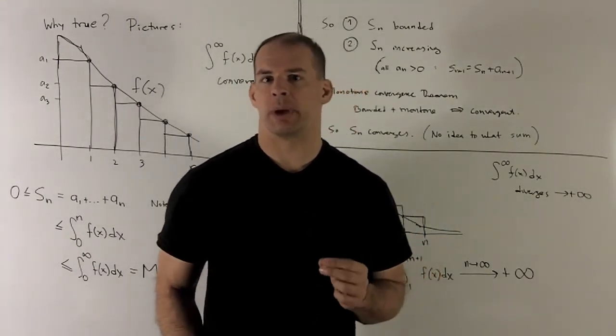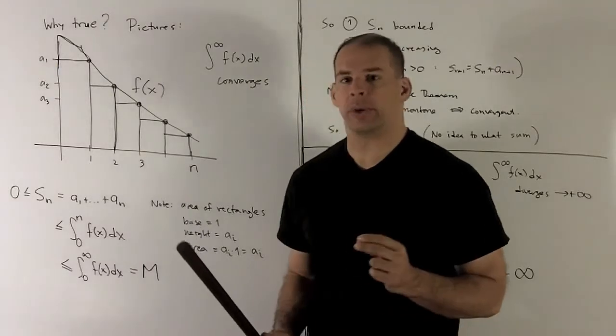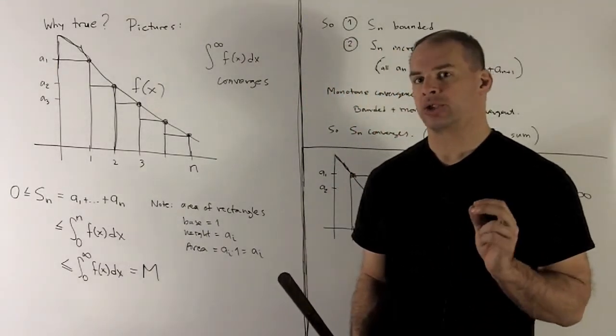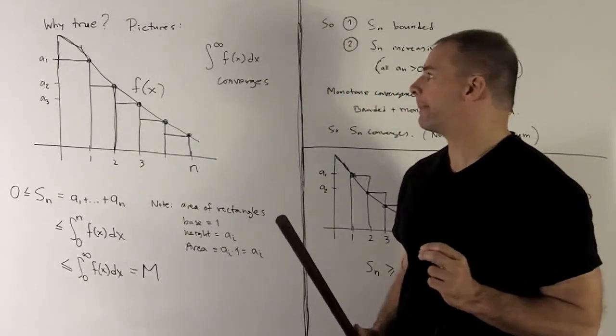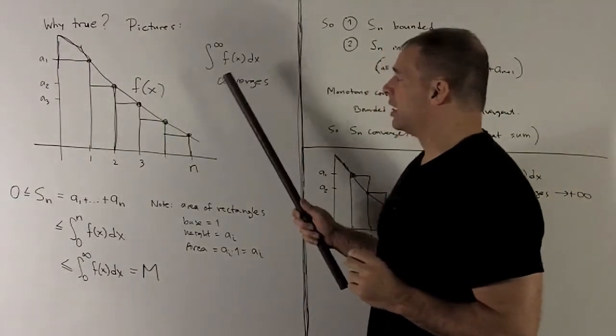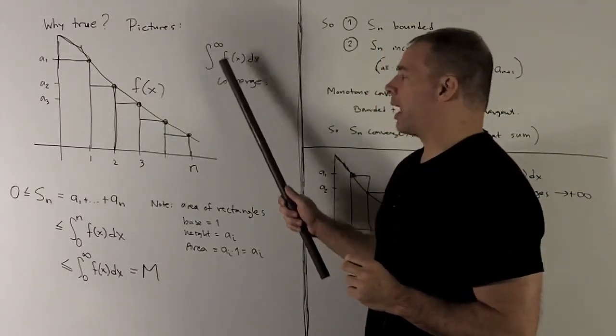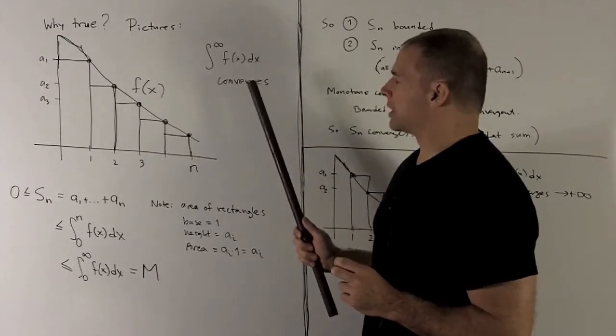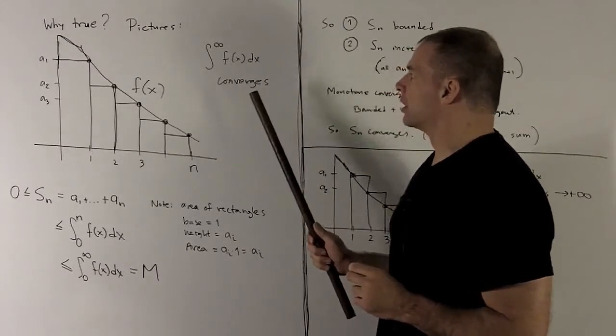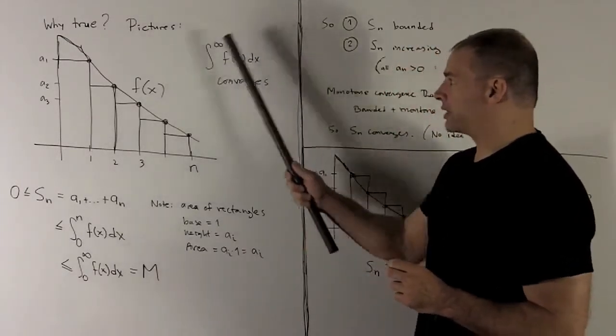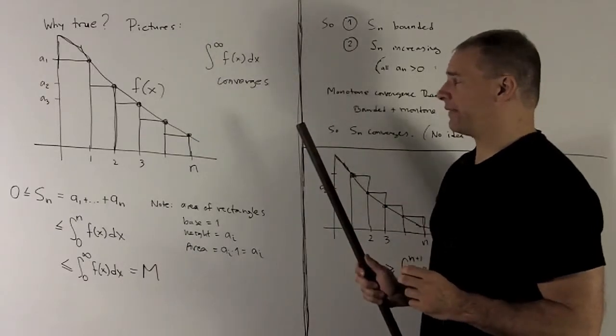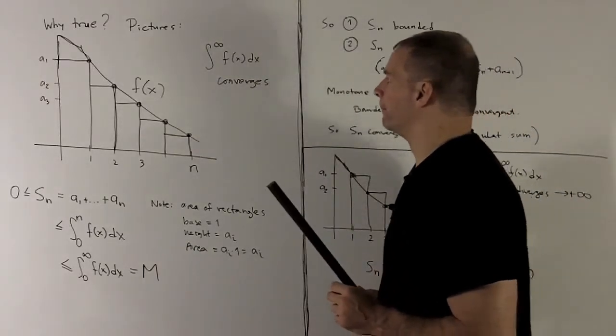Let's see why the integral test might be true. What we're going to do is draw some pictures and then draw some conclusions from them. First case, let's assume my improper integral going to plus infinity of f of x dx converges. So this is going to tend to a definite number when I take a limit.